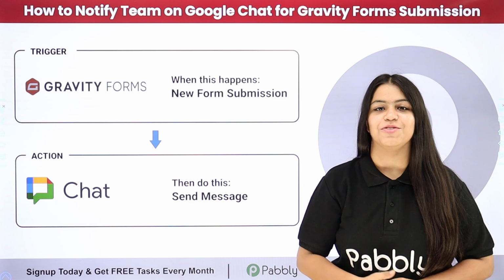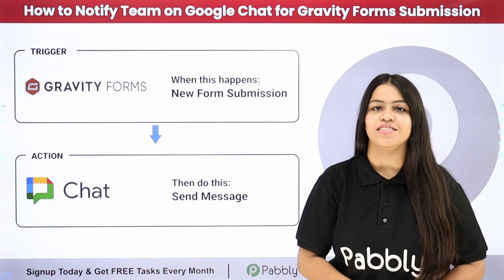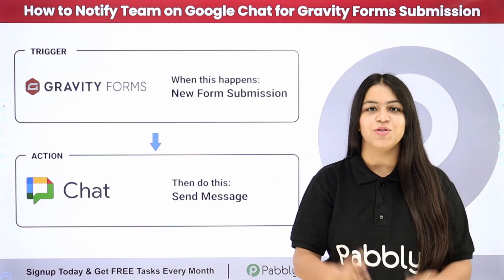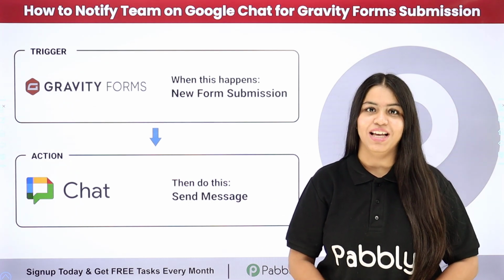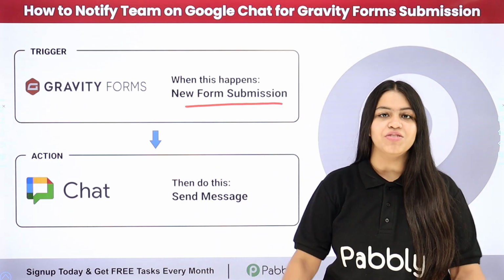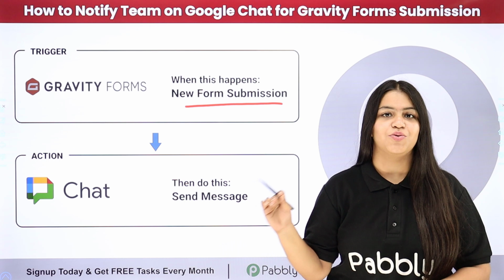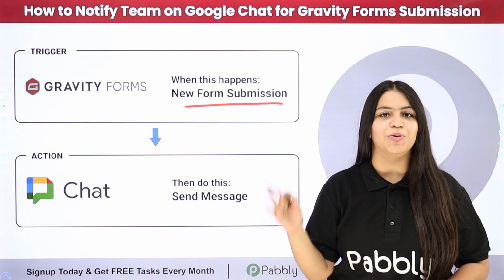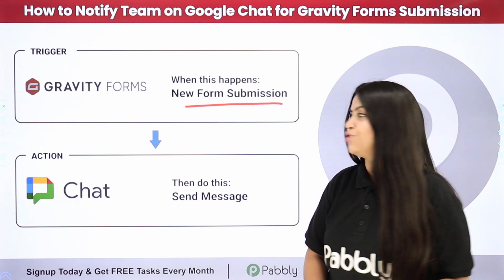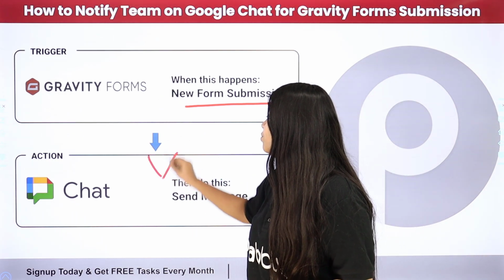So here, I'm running an edutech company and we regularly conduct workshops and sessions for our company, and we use Gravity Forms to get the registrations for the same. So now what I want is that as soon as a new form submission is made in my Gravity Forms, which is as soon as we receive a new registration, automatically my team on Google Chat should be notified about the same. So to do this, we are going to create a connection between Gravity Forms and Google Chat.